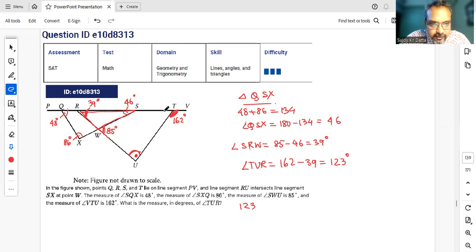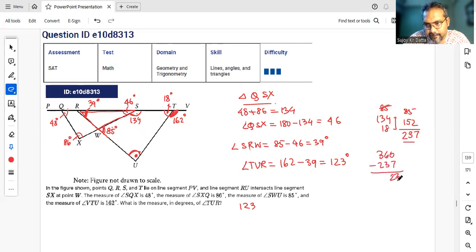Alternatively, as we were saying, you could have also done it this way. 162 means this becomes 180 minus 162, so that's 18 degrees. And that's 46, so this here would be 180 minus 46, so that would be 134. Now these three add up: 85, 134, and 18. These two are 152, and 152 and 85 would be 237. So 360 minus 237 would be our answer, 123 degrees. We could also have done it like this.